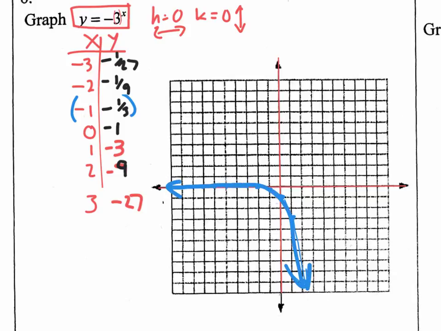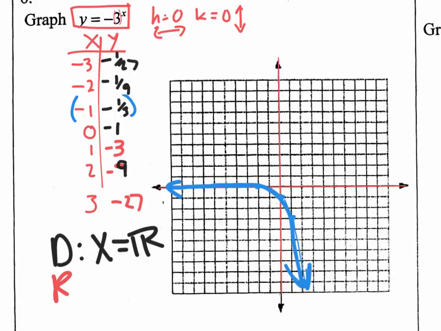Now let's talk domain and range. The domain are your x values, and x is all real numbers. Because it does go to the left forever, and it does go to the right forever. Even though it looks like it's going down, it never goes straight down. It always continues to go this way forever. Okay? So it is all real numbers.